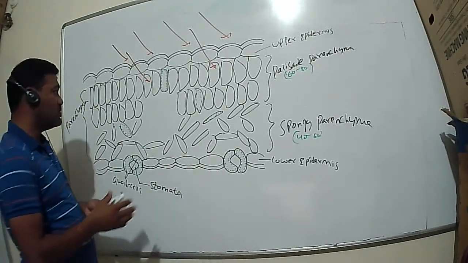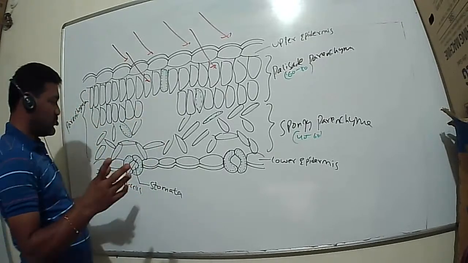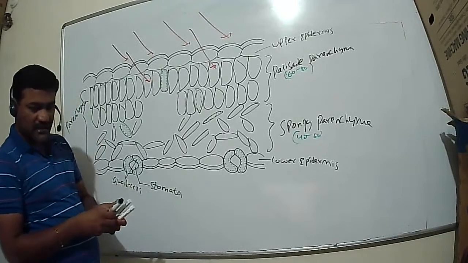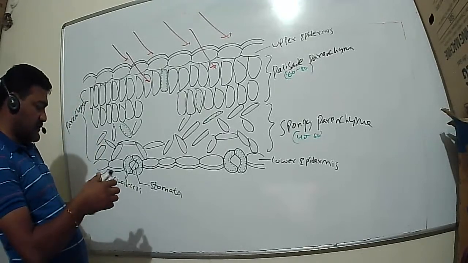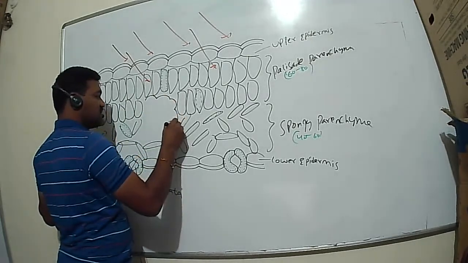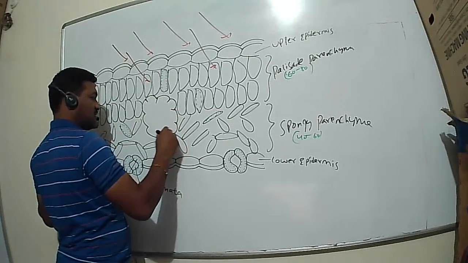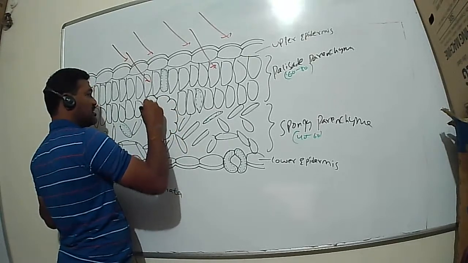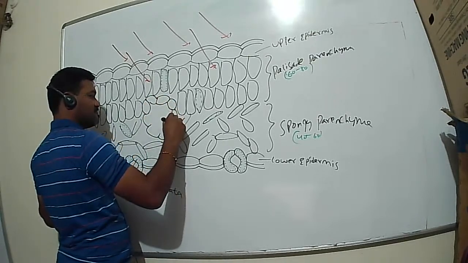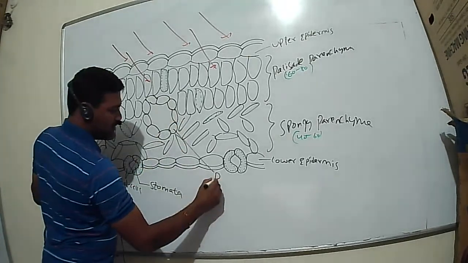Now, coming to the vascular tissues. There are two kinds of vascular tissues, xylem and phloem. But the xylem and phloem are packed in a circular layer of cells. That circular layer is called the bundle sheath, like this. This is called the bundle sheath.